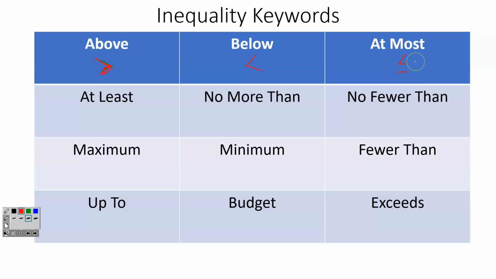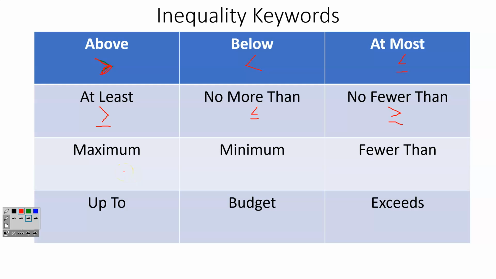It's okay if I'm at that number, but I can't have anything higher than that. At least means I need a minimum, or the smallest number I can get, but it would also include it. That would be a greater than or equal to. No more than means that's the absolute limit, it can't go any higher than that. So it's going to be a less than or equal to, because it's okay to be at that number. No fewer than would be a greater than or equal to.